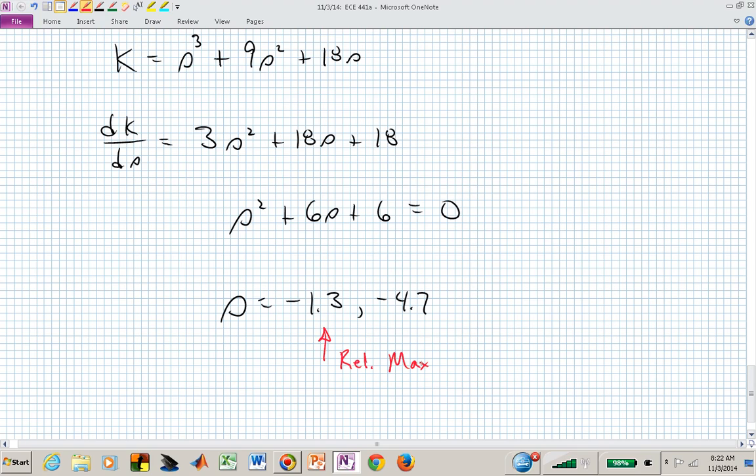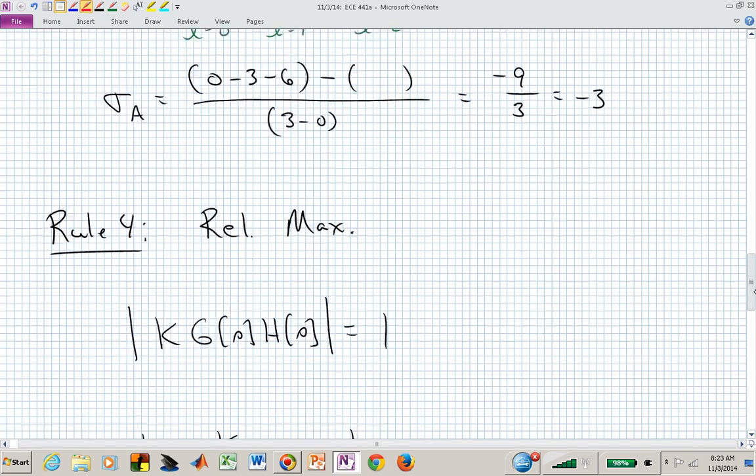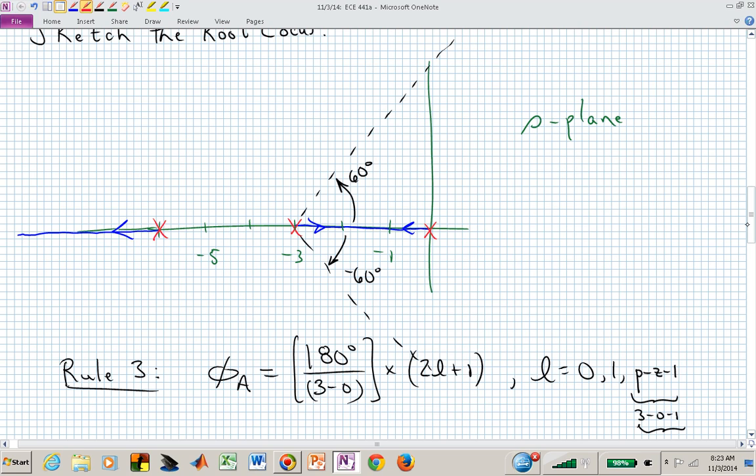And now we know precisely where that root locus is going to be branching off. It's at minus 1.3. And then it just goes, one goes here, and one goes there. And this point was the relative max at s equal to minus 1.3.